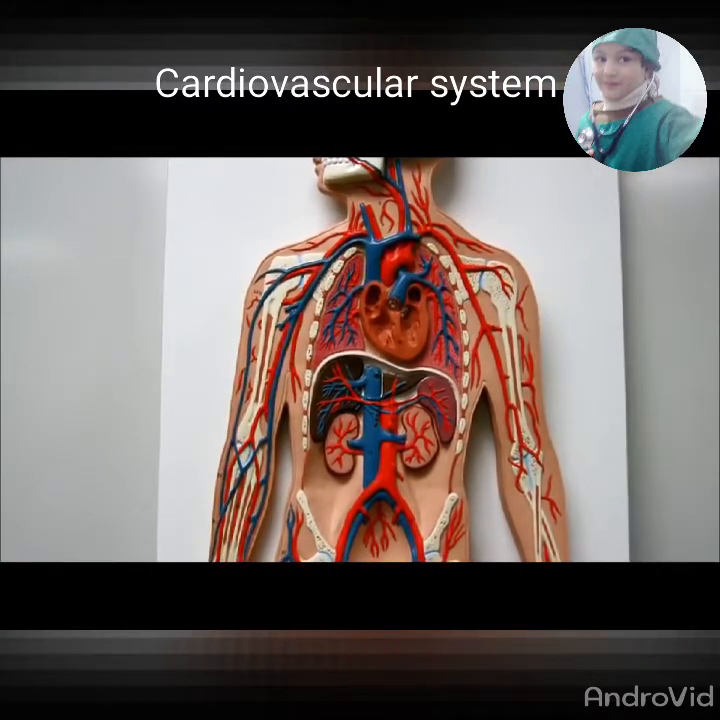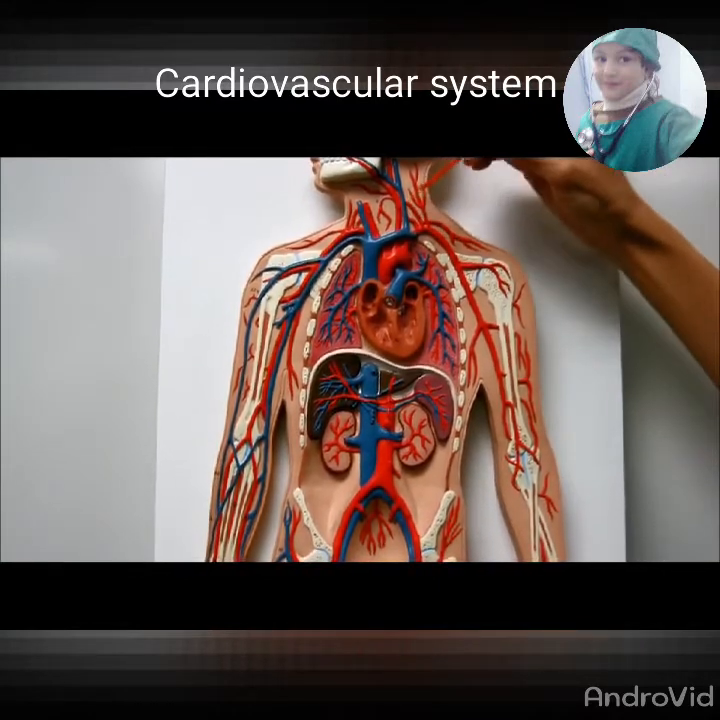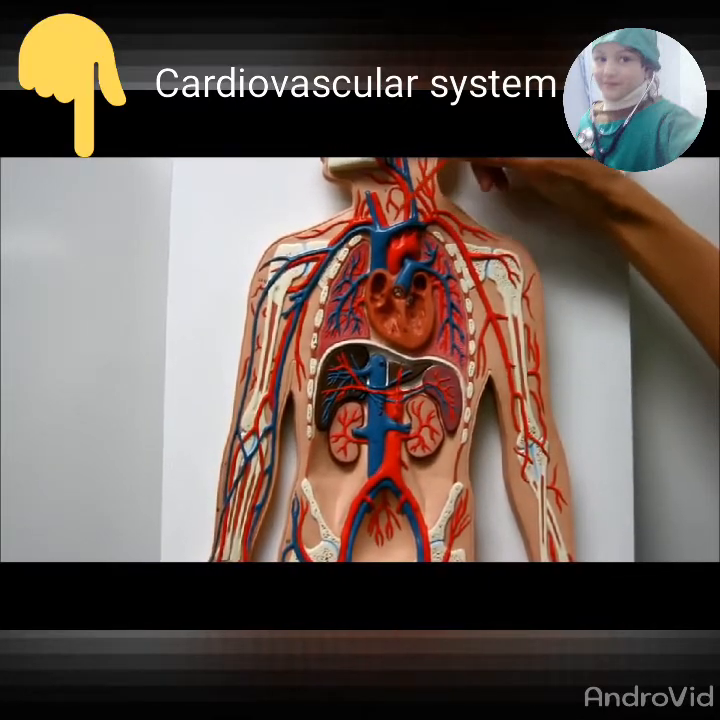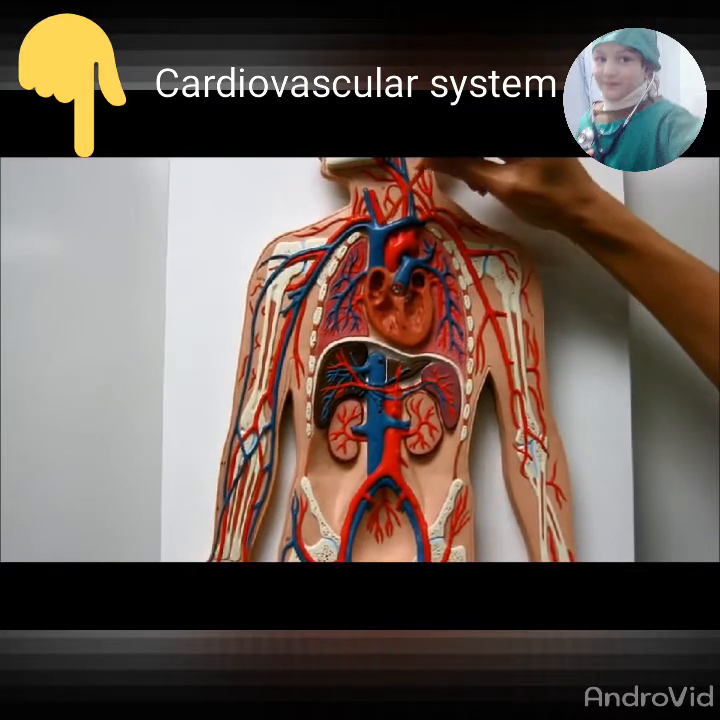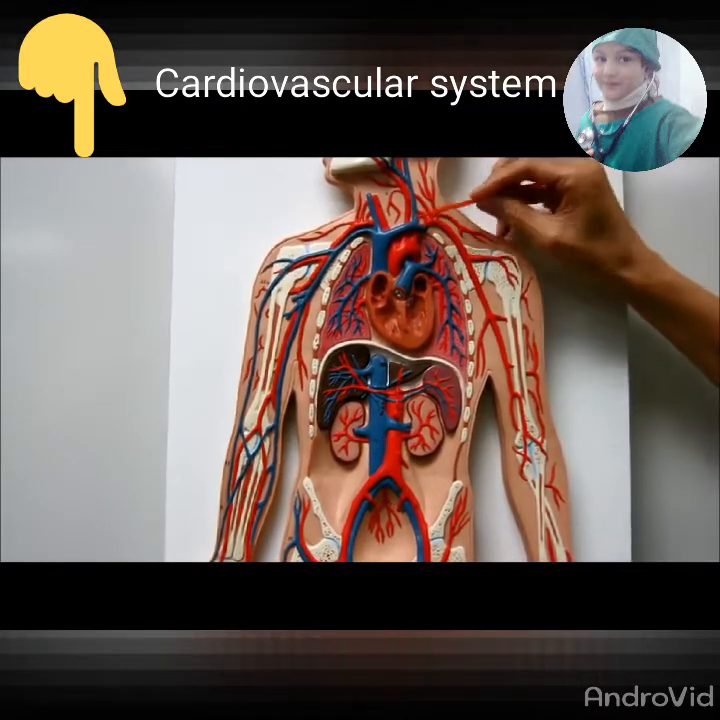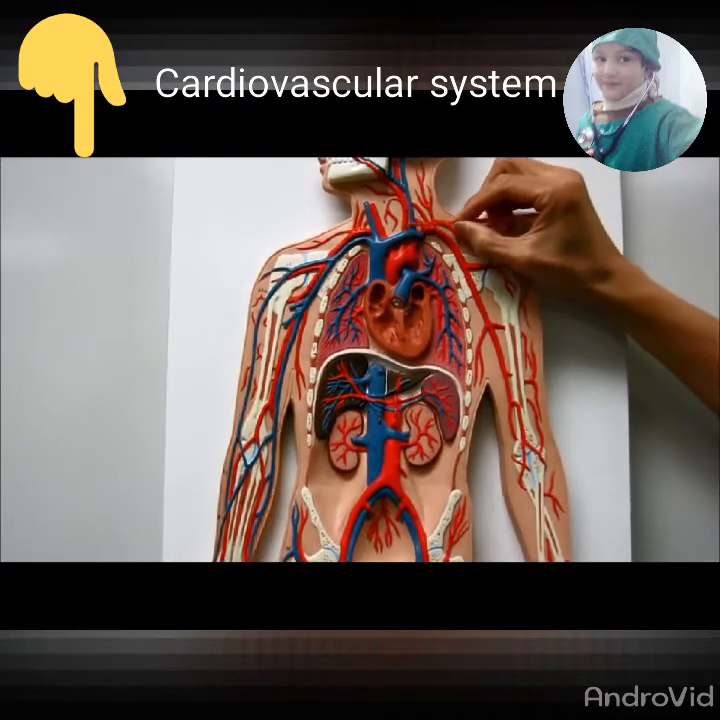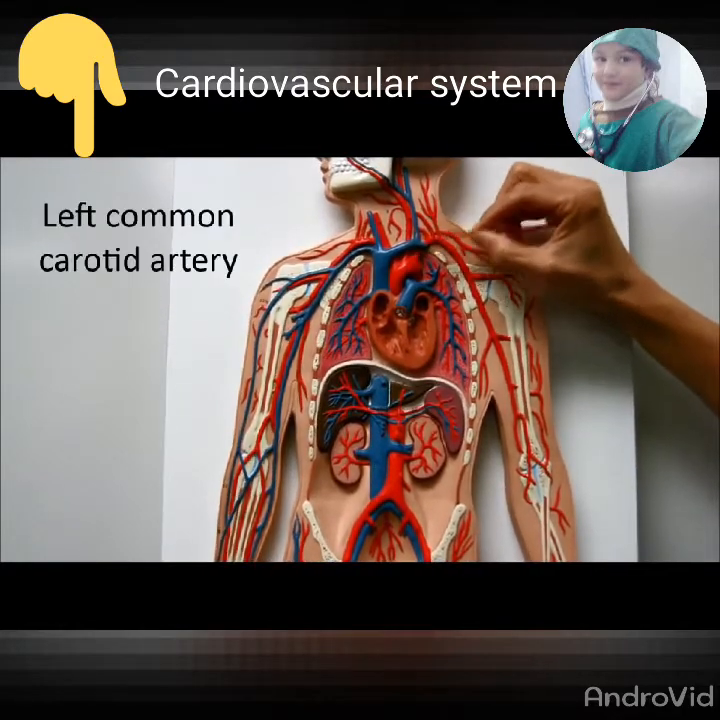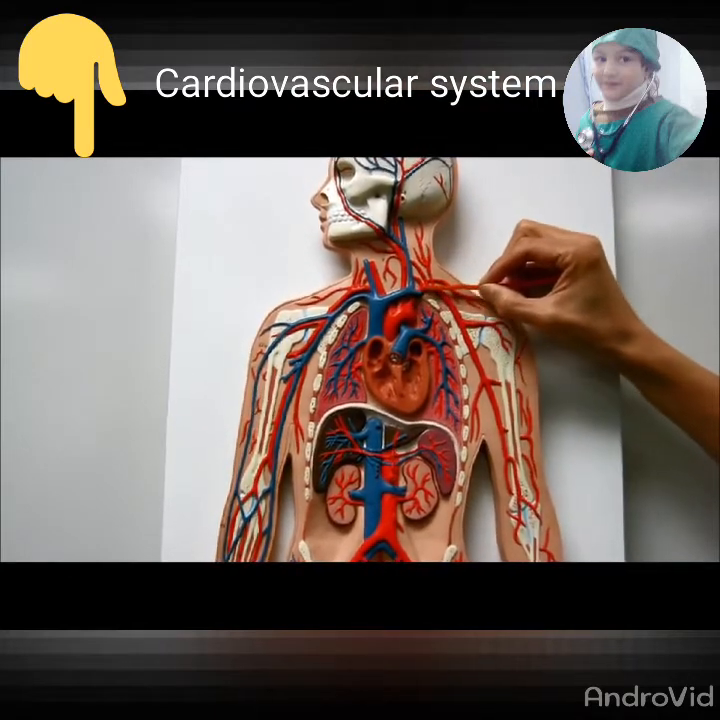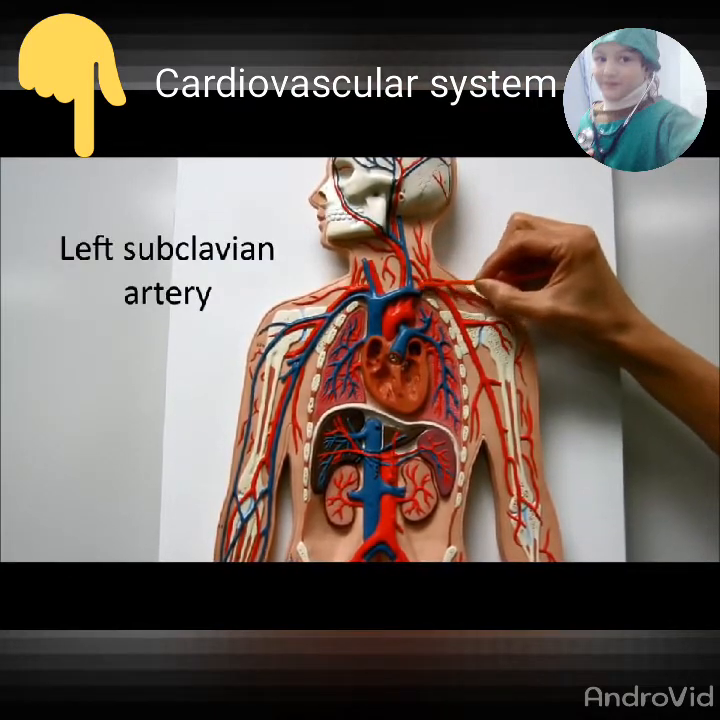There are three branches coming out of the aortic arch. Right here, this is the brachiocephalic trunk, the one in red. The second one is the common carotid artery, the left common carotid artery. And this one here is the left subclavian artery.